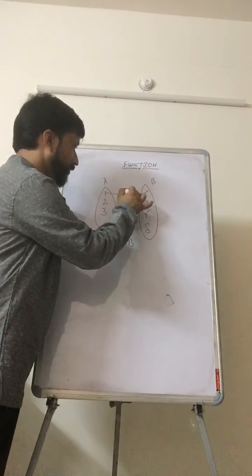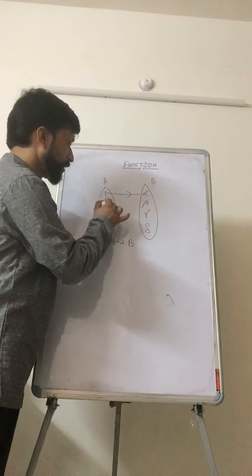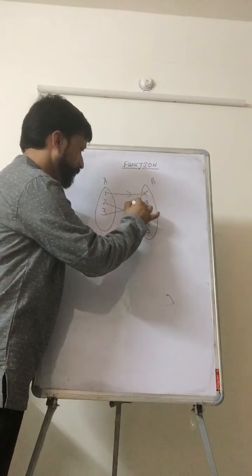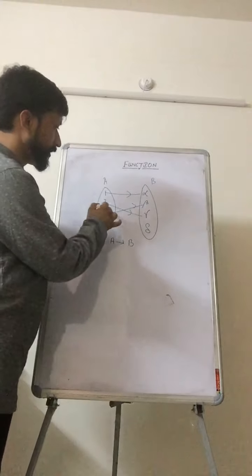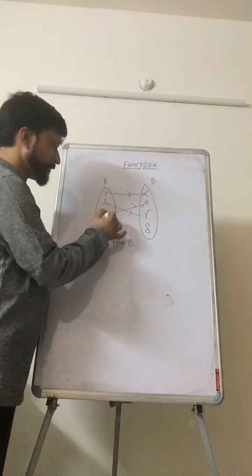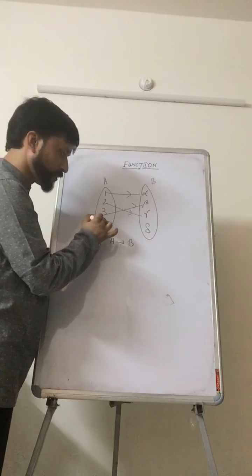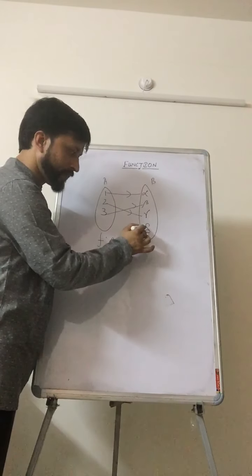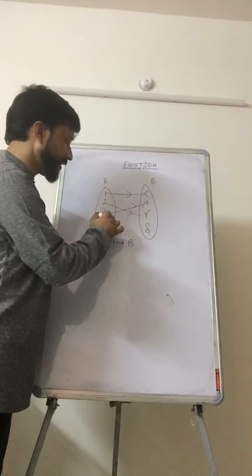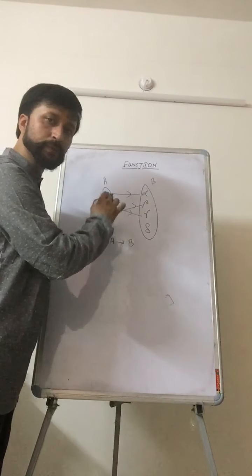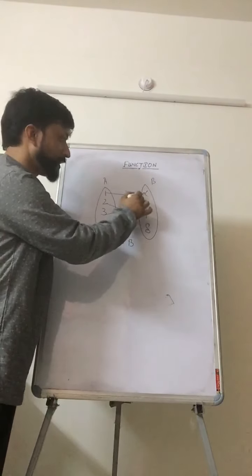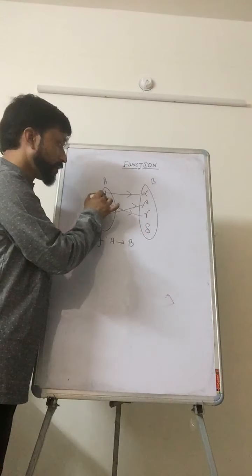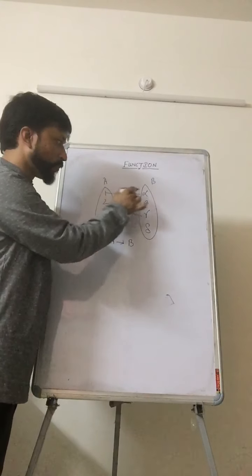Here, suppose 1 is associated with alpha, 2 is associated with gamma, 3 is associated with beta. So what we are observing here is that each member is associated. No member should be left in set A. In set B, if any extra member is there, no problem. But in set A, all members must be associated with some unique, distinct element. This means no one element can associate with more than one element.